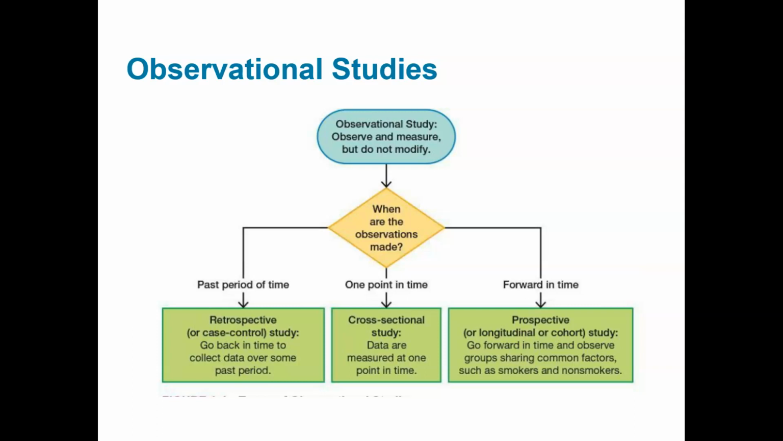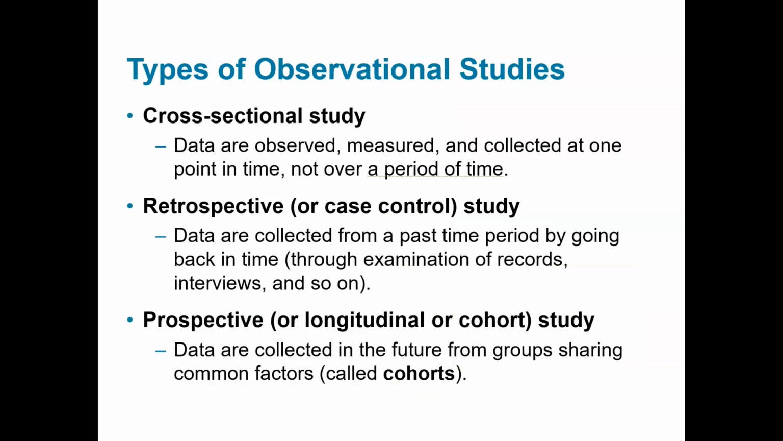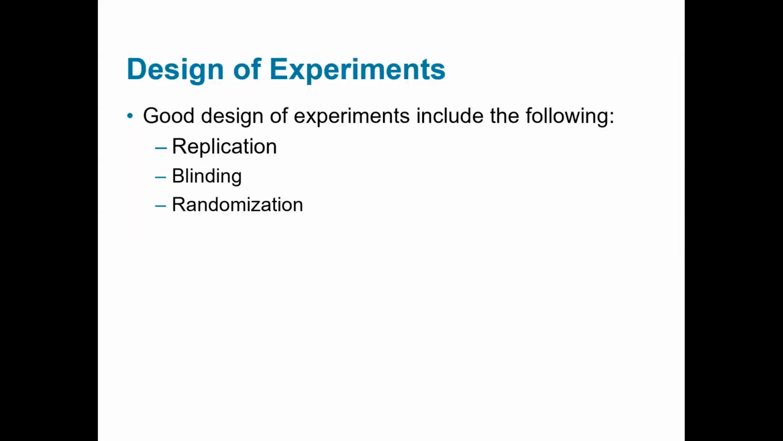So observational studies can happen in the past, retrospective, one point in time, cross-sectional, or forward in time, prospective. So those are the three types of observational studies. There's a lot more to discuss when it comes to experiments. So the design of experiments should include the following: replication, blinding, and randomization.